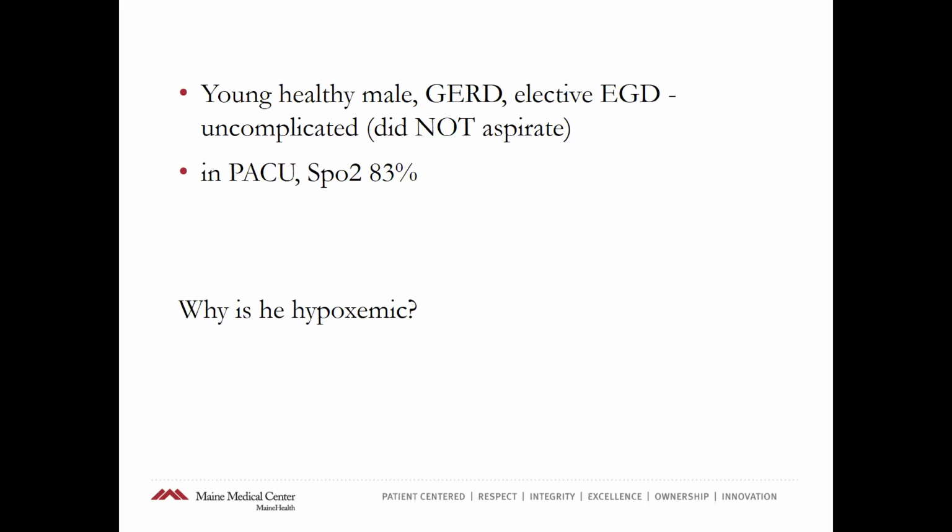Next mechanism of hypoxemia. You have a young, healthy male, has a history of GERD, comes in for an elective EGD, uncomplicated procedure, did not aspirate. They roll him out of the procedure room, off to PACU, and someone notices a few minutes later that his sats are in the 80s. So what happened? Why is he hypoxemic? What's that mechanism?